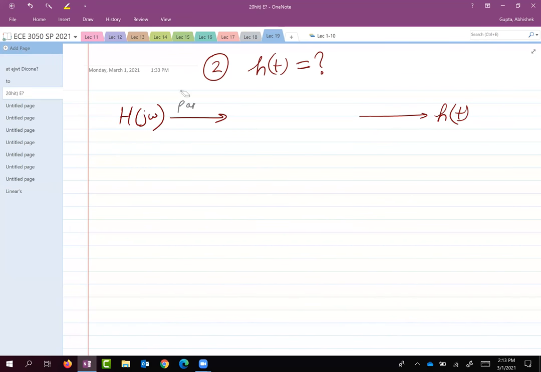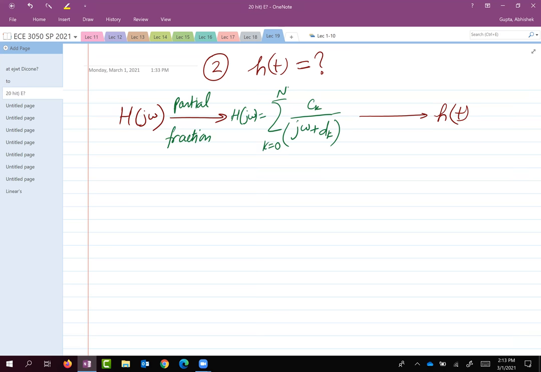I'm using partial fraction to get h of j omega equals summation ck over dk, k equals 0 to capital N. Actually, ak and bk's are used, so let me use ck over dk. Okay, so I write h of j omega using partial fraction in this particular method. And then I take the inverse Fourier transform using the table.